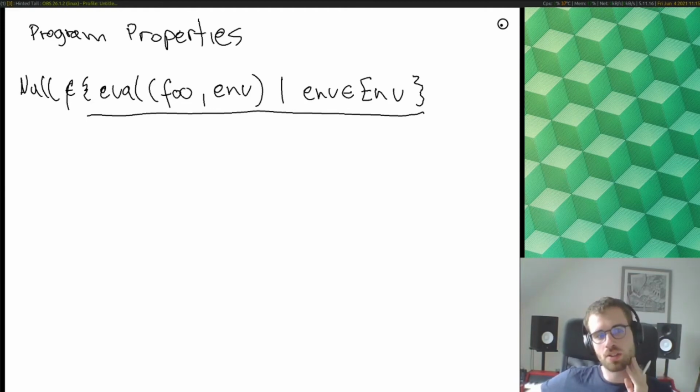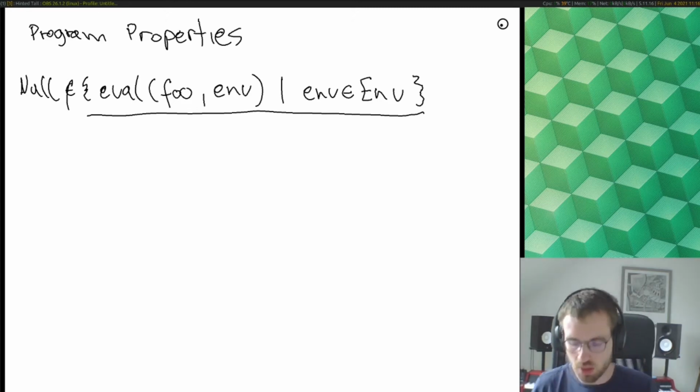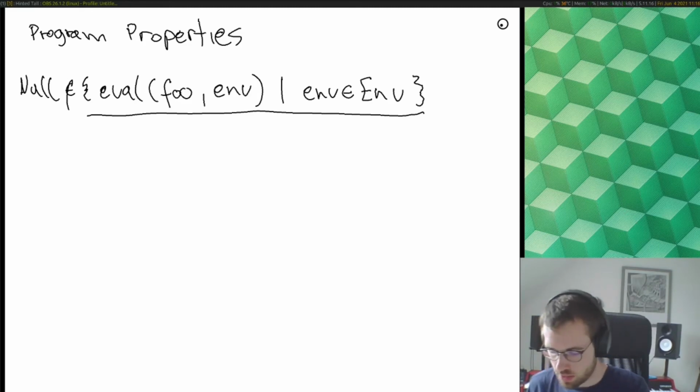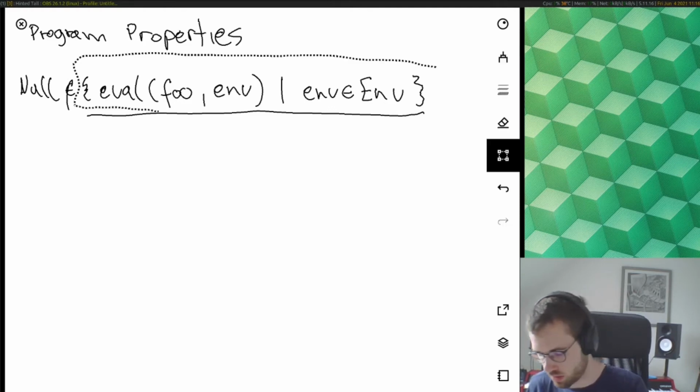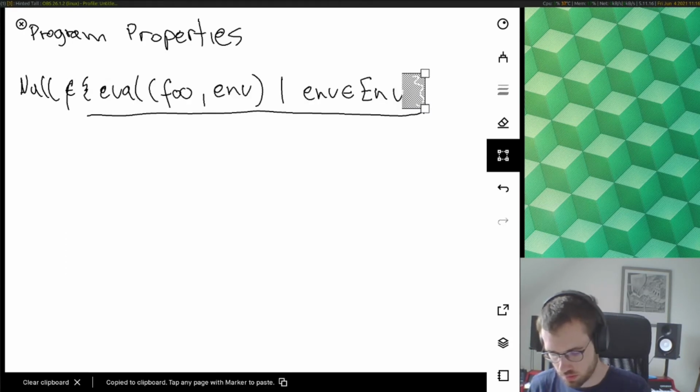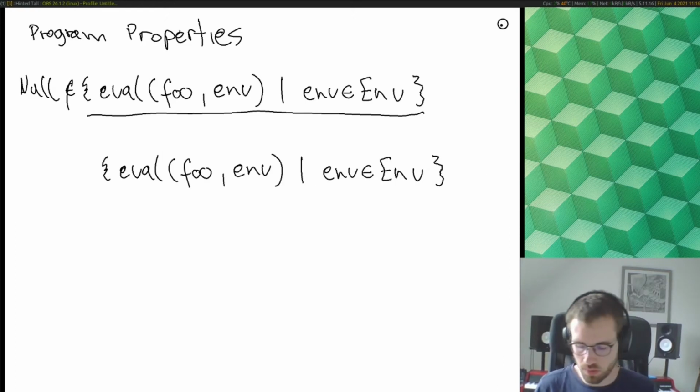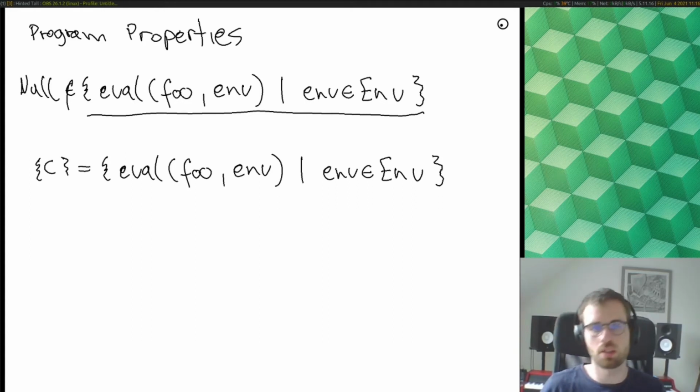But we can also find other interesting properties that we want to analyze. So let's look at a few more examples here. For example, we could be interested in that the output of a program is constant, which means that no matter how we change the environment, we will only get the same result back, only just one result back. Well, we can also do this with the same collecting semantics. In particular, we can say that if this set here is a singleton set containing only a constant c, then essentially the program foo is constant itself.